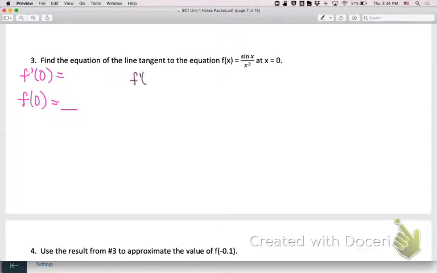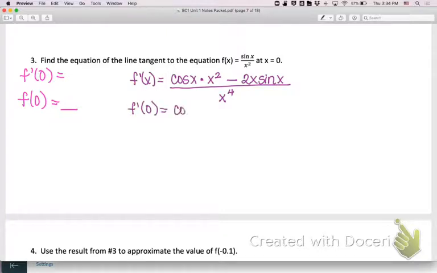So to find our derivative, f prime of x, derivative of the top is going to be cosine of x times the bottom left alone, minus derivative of the bottom times the top left alone, over x squared squared, which is going to be x to the 4th. And we can clean that up, but we really don't care about having the derivative nice because we just need that value f of 0 and f prime of 0. So f prime of 0 is going to be cosine of 0 times 0 squared minus 2 times 0.